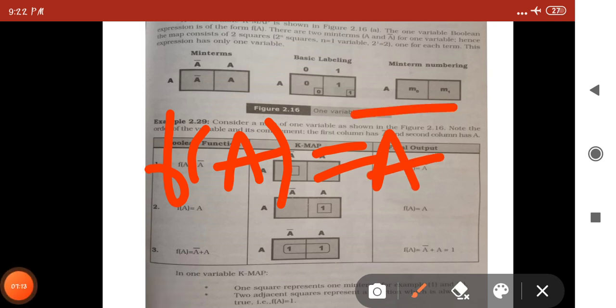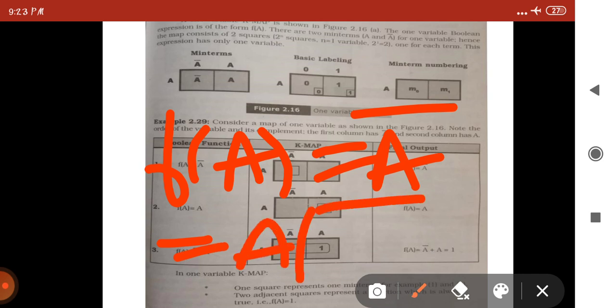F of a equals a bar, they have given that one. The minterm is a bar, which means 1. The function is 0 and 1, and 1 will come there. We have done that. A bar is a 1, so we have to write it as A into A bar.